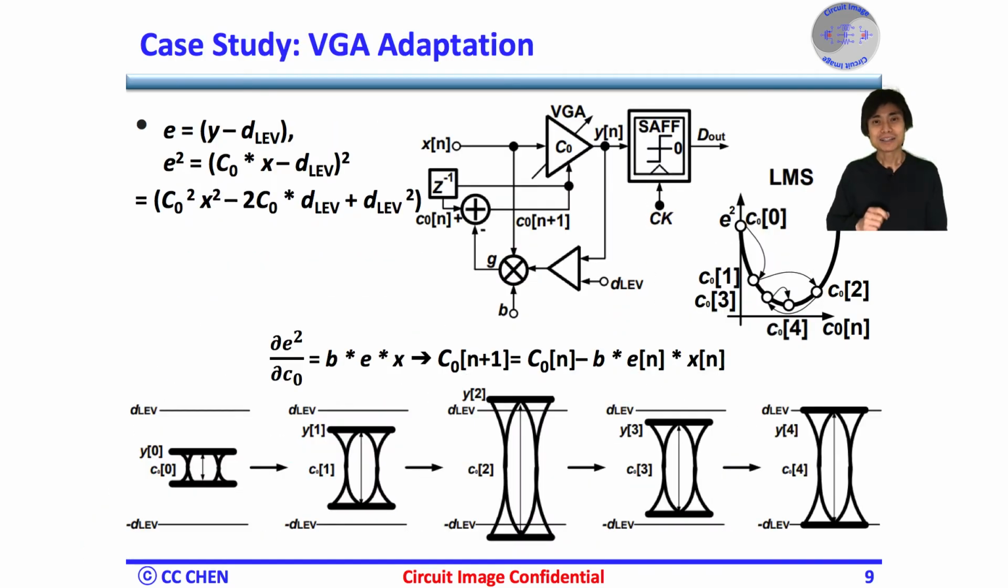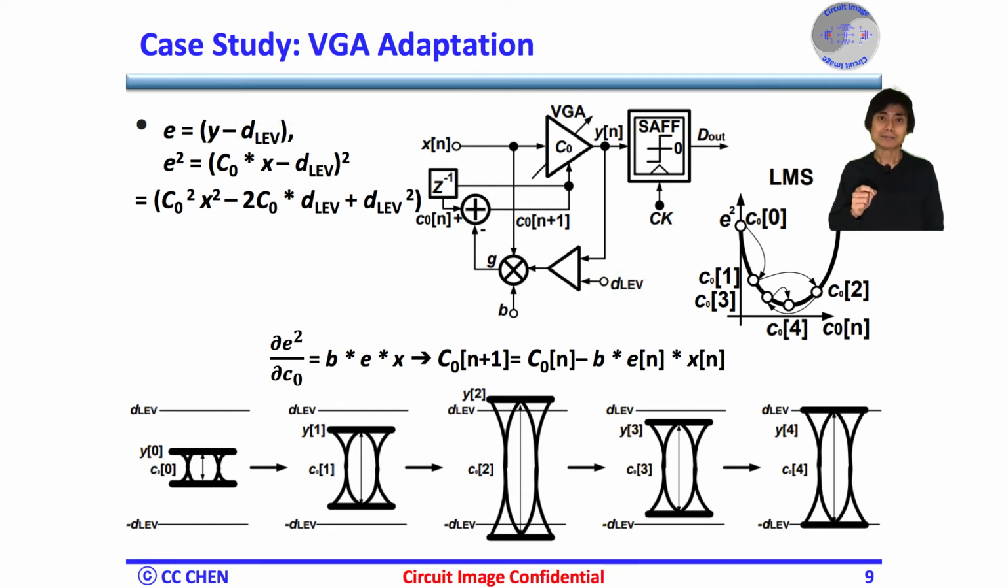To help you understand the LMS adaptation further, let's apply a simple case study of the VGA gain adaptation, which is a one-tap FIR filter. Assume the target swing at the sampler's input y of n is d left, and we apply the least mean square here.